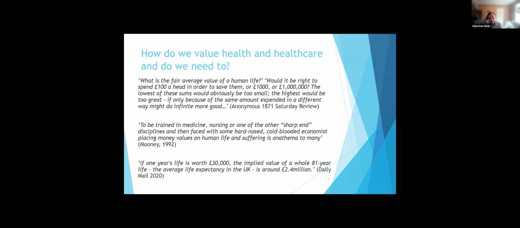So valuing health and healthcare has been something that's been mused over for years, really. This first one was in response to a mining disaster. What is the fair average value of human life? Would it be right to spend £100 a head in order to save them, or 1,000 or 1,000,000? The lowest of these sums would obviously be too small. The highest would be too great, if only because the same amount expended in a different way might do infinite more good. And that covers a couple of key aspects.